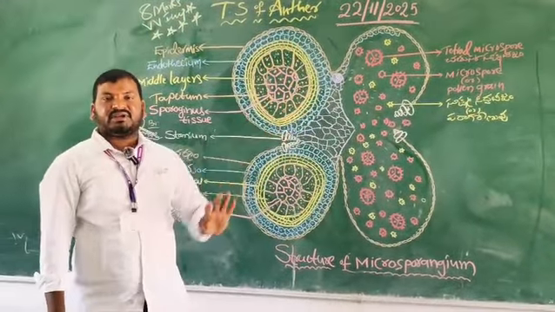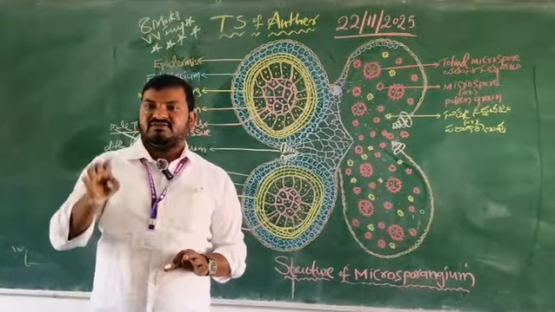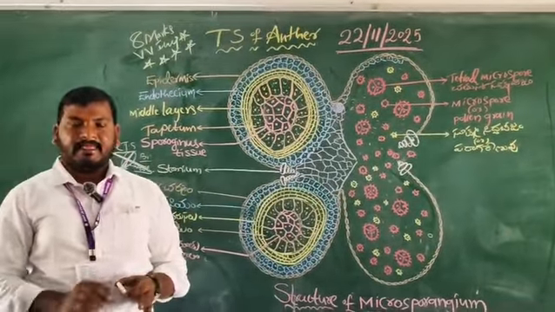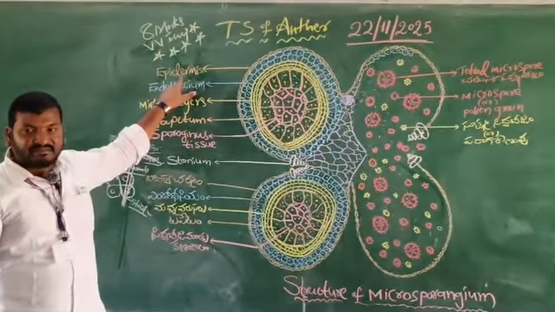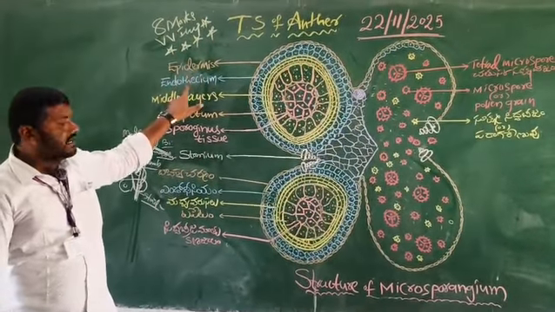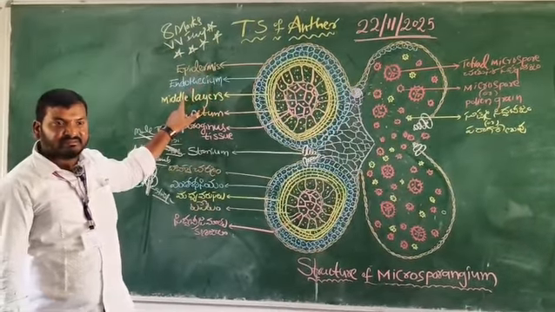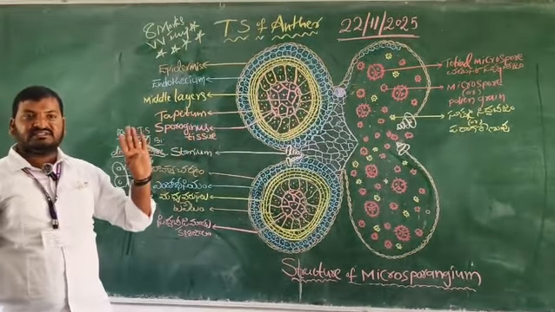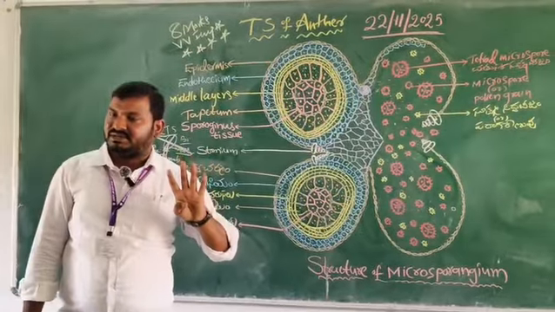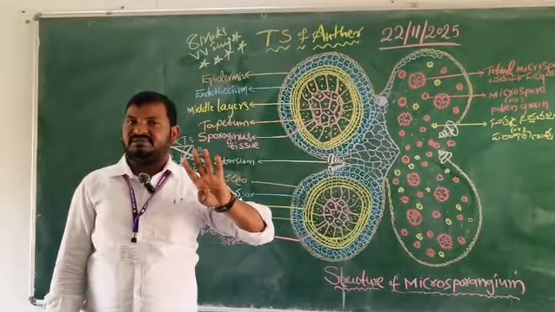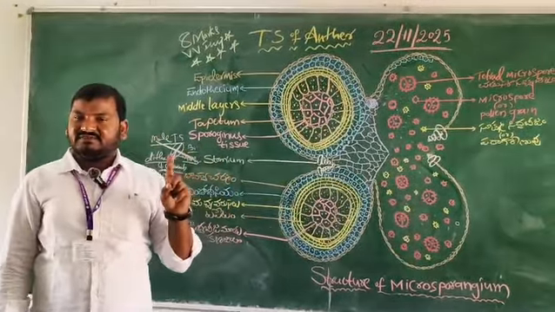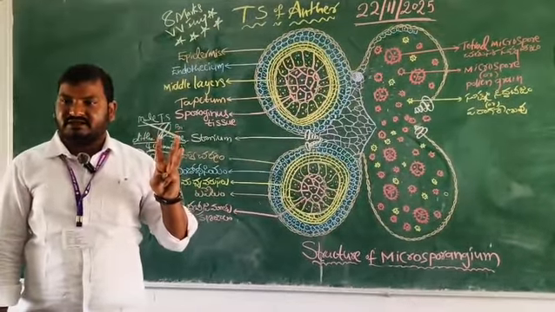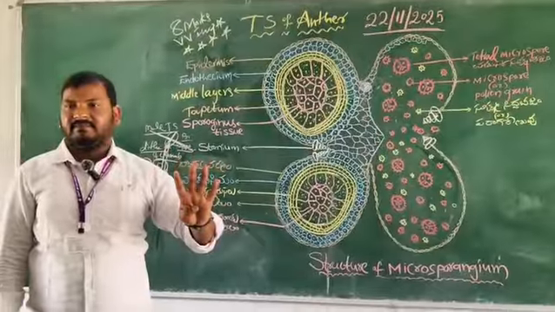The microsporangium wall is present with four major layers. The first layer is epidermis, the second layer is endothecium, the third is middle layers, and the fourth is tapetum. These are the four layers we can observe under the microscope when the microsporangium is cut.